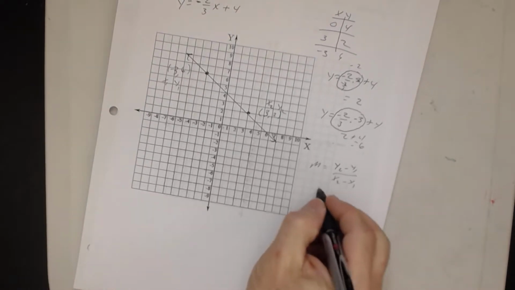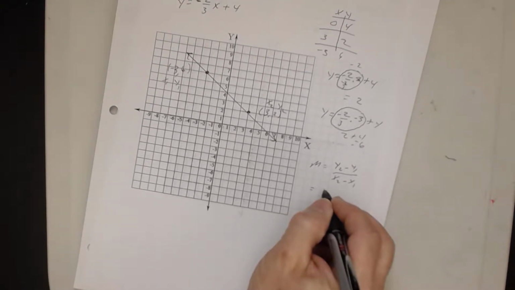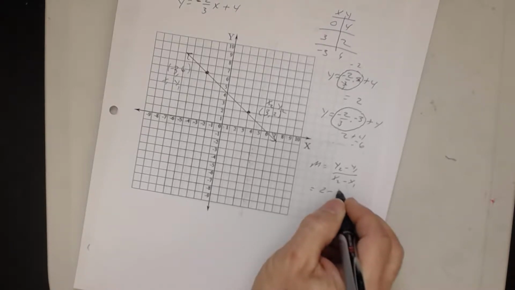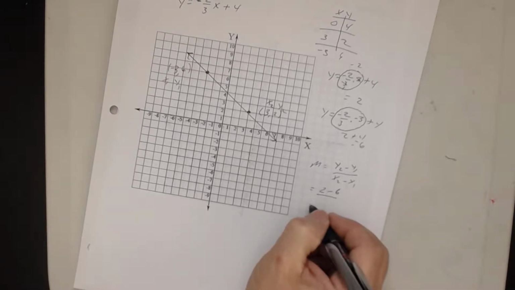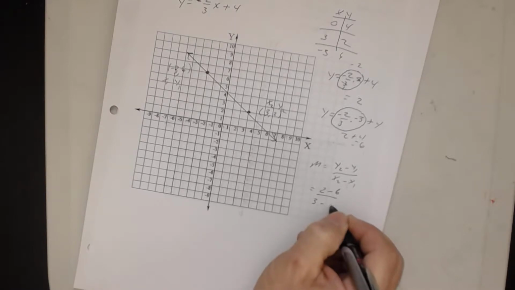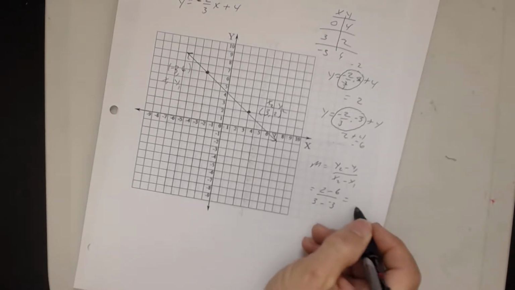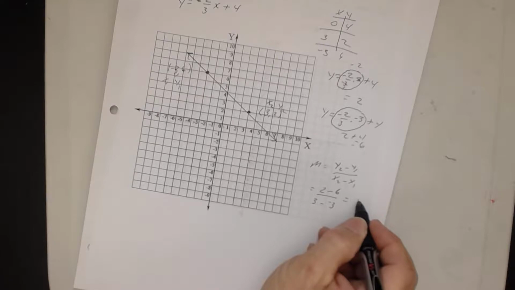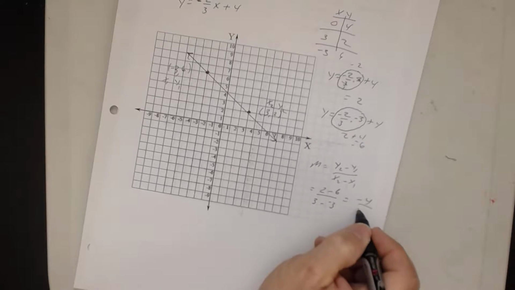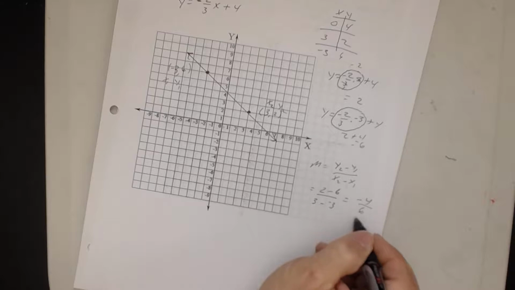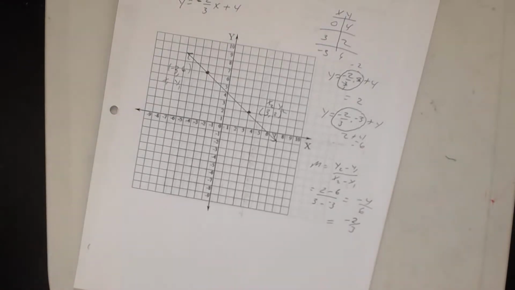What's y2? 2. Subtract y1. What's y1? 6, divided by, now since I started with y2, I have to start with x2. What's x2? 3, subtract negative 3. What's the numerator? What's 2 subtract 6? Negative 4. What's the denominator? What's 3 subtract the negative 3? No, it's not 0. That's 3 plus 3. 6. Reduced, what do you get? Negative 2/3. Okay, so the slope is negative 2/3.